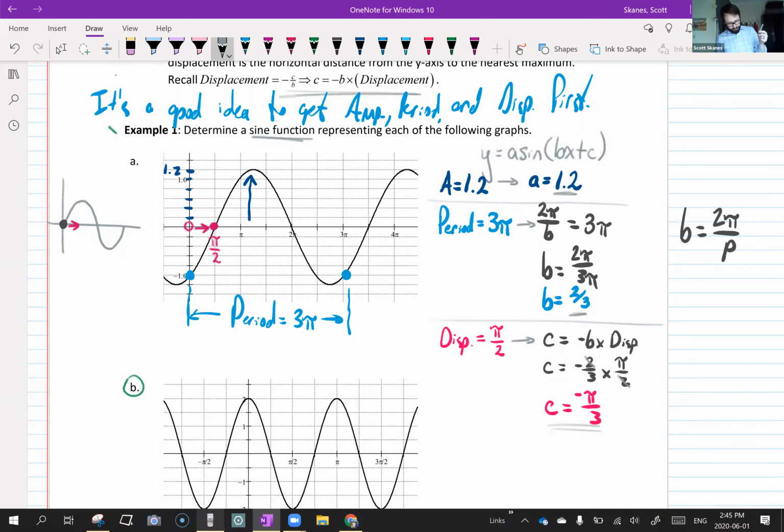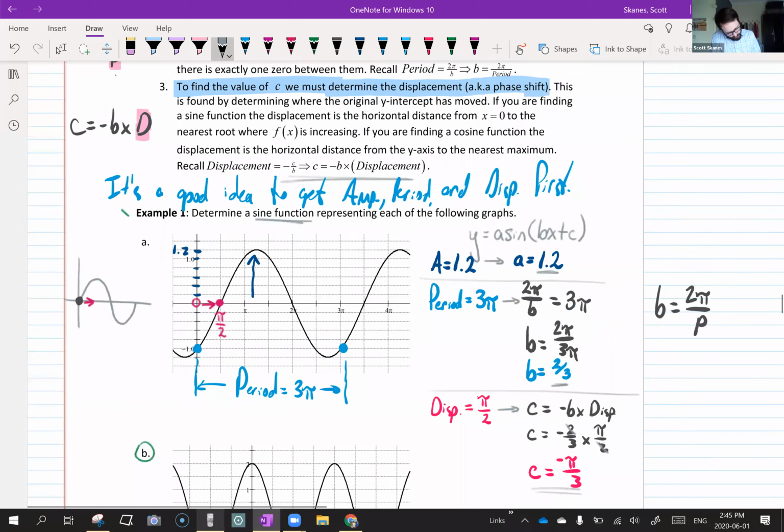We're done. I showed you even more workings than you probably needed to see. But the whole idea was that we find amplitude by looking at how far the graph goes from 0. We find the period by finding two of the same points on the graph and seeing what the distance between them is. The displacement, we look for the y-intercept and see where it has shifted.